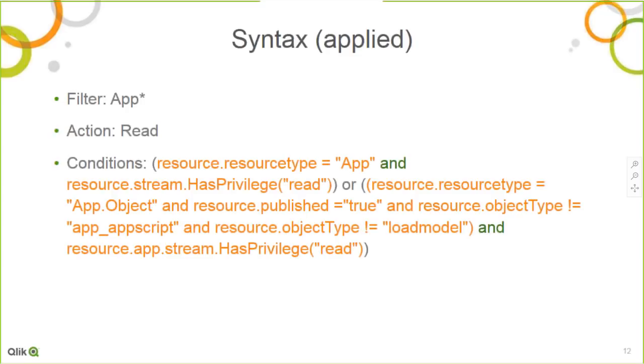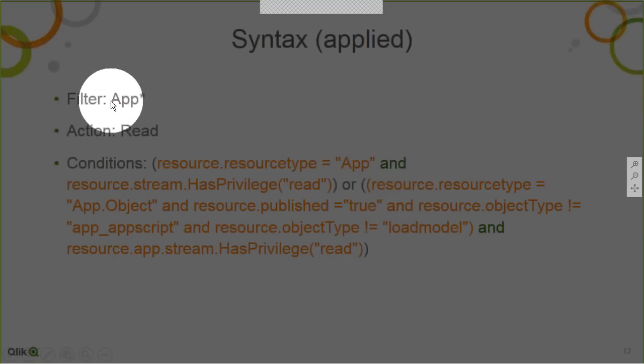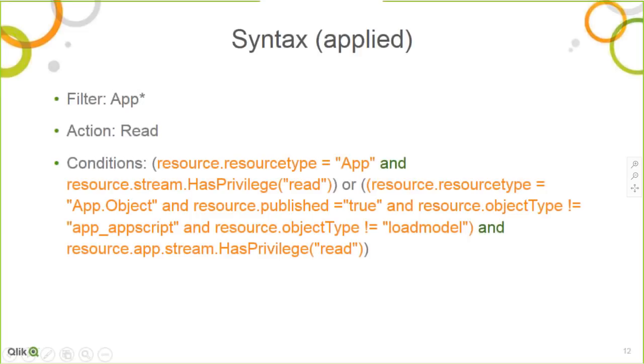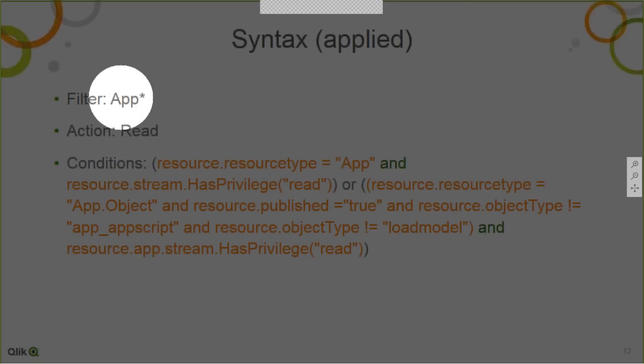So let's go over an example of syntax, and this actually is the default rule for streams in Qlik Sense, and it shows a lot of power. It's one of the more powerful rules inside of Qlik. So to start things off, we have the filter. We're saying app*, not app_*, app*, which means we're applying to both app objects and apps, both of which will be pattern matched here. We're given the action of read, so we're saying that users can read apps and app objects.